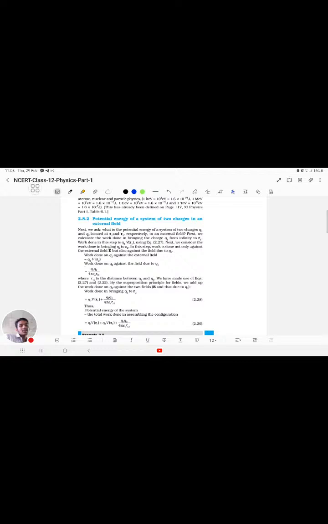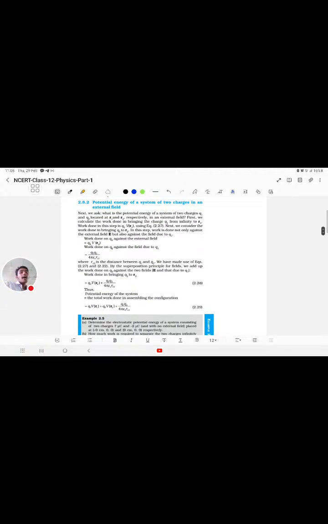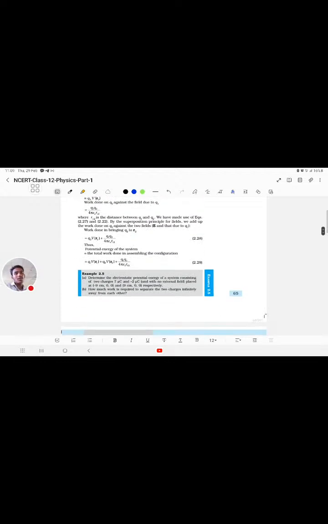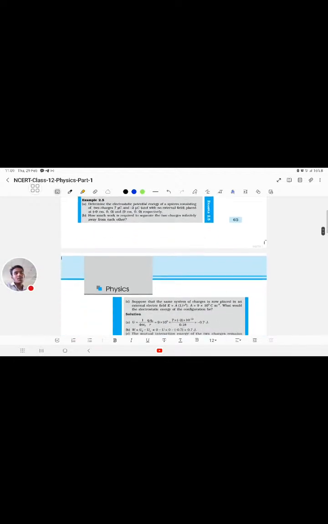Thus, the potential energy of the system is equal to the total work done in assembling the configuration. That particular configuration is the total work in assembling the whole configuration, which is q1 V of r1 plus q2 V of r2 plus q1 q2 by 4 pi epsilon naught r12.